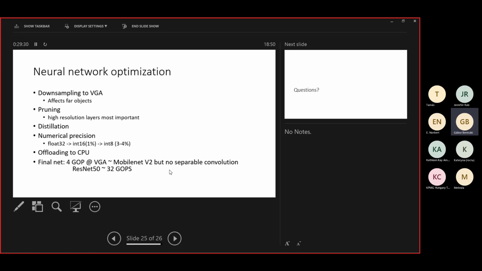Then there are 2 published methods for optimizing neural networks. One is pruning, the other is distillation. Pruning means basically cutting off the branches of a tree. You train a big network, you see it works, then you throw away layers from it and retrain it and see if it still works or not. We actually used this method. We could pretty much compress our neural network.